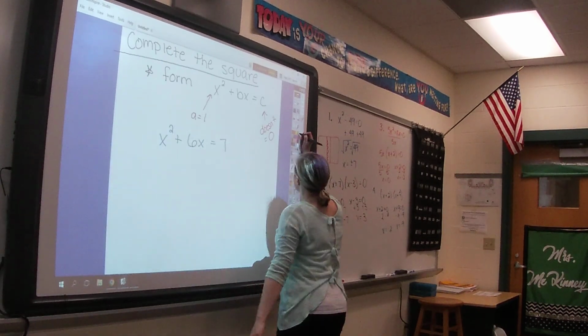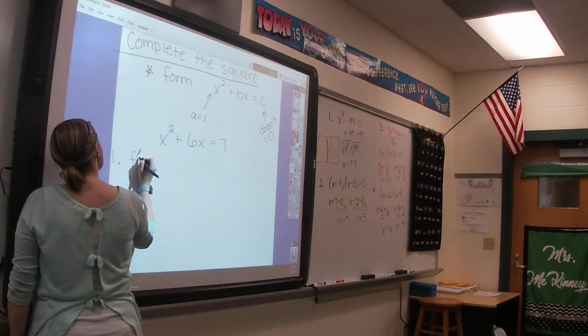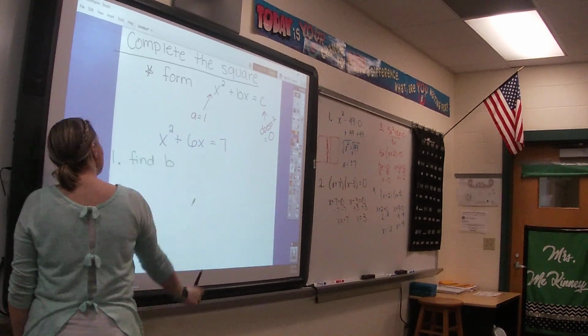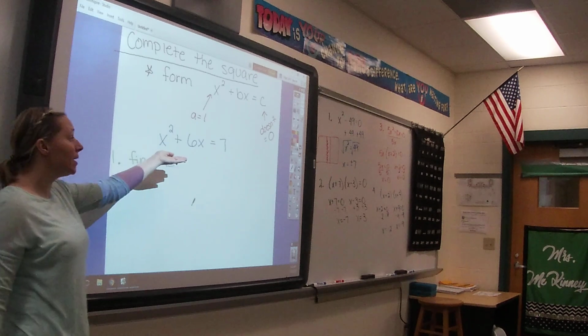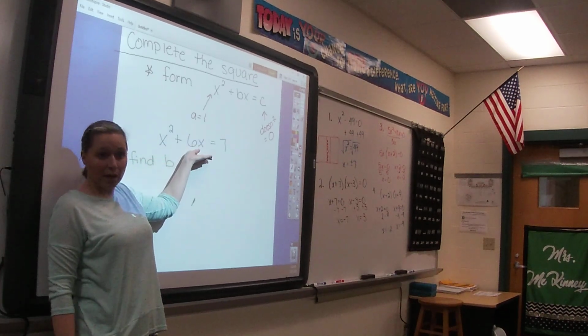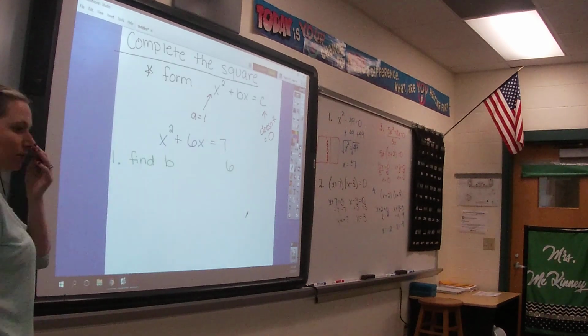Okay, so here we go. Step 1: we are going to find b. So this is just identifying a value. What value is sitting in the b position for this problem? 6. That's step 1.